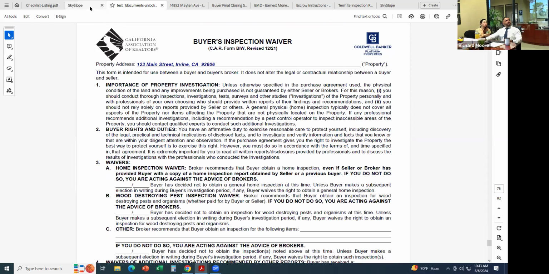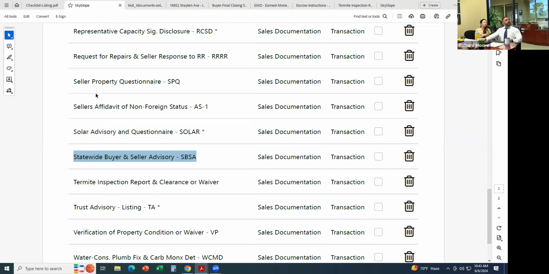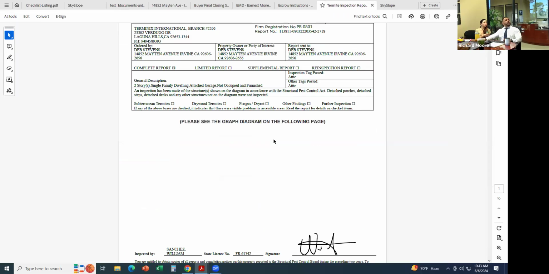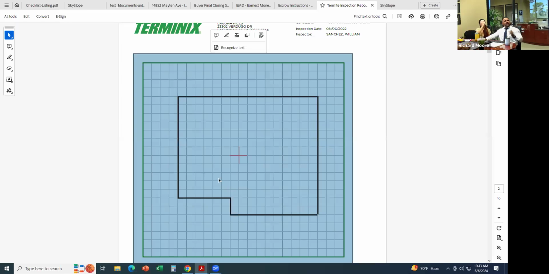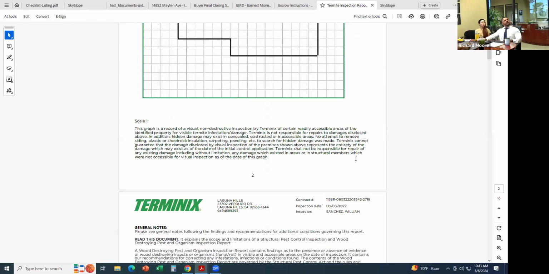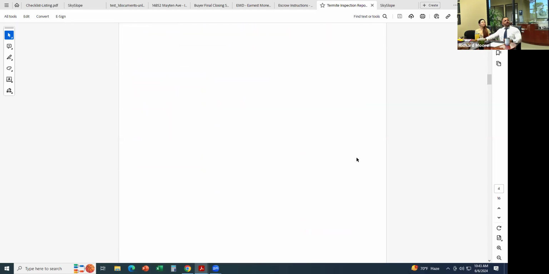Okay, here's that buyer inspection waiver. Okay, so a termite inspection report, and clearance or waiver. I do have a sample of a termite inspection report. There's nothing wrong with this property, so it's clear. Otherwise, there'd be a little paragraph here that says there's certain termite damage on this wall or whatever it is. But this one was clean, so nothing to worry about. This is an example of a termite inspection report.